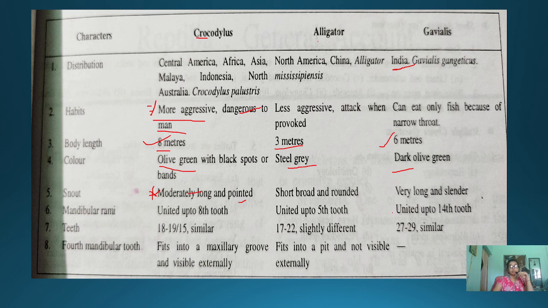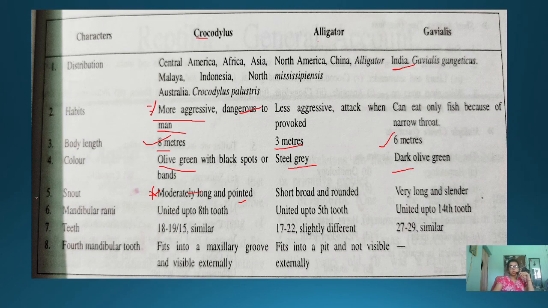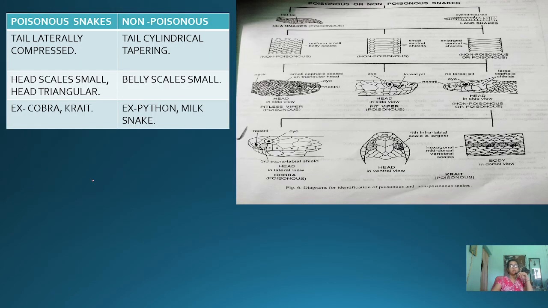And gavials, the interesting distinctive character is they have a long slender snout that is very sharply pointed. Whenever you see gavials, you can see they have the long slender snout. So this belongs to the gavials. These are the certain features by which we can distinguish among them: by their habits, body length, color and snout.